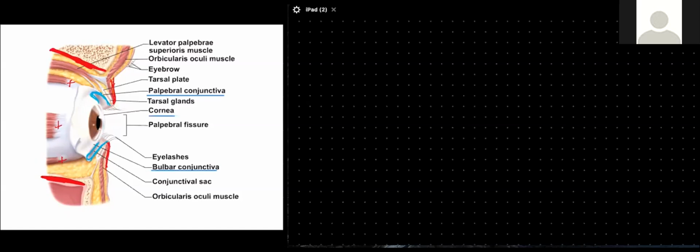We call the part of the conjunctiva that covers the eyeball the bulbar conjunctiva. And the part of the conjunctiva that would be lining the eyelid from inside is my palpebral conjunctiva. If a person gets an inflammation of the membrane that is lining the eyelid and covering the eyeball from outside, we call this conjunctivitis.